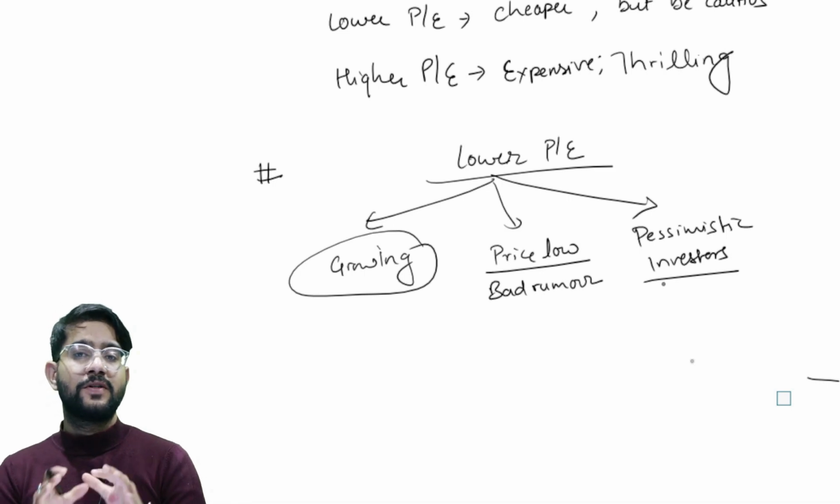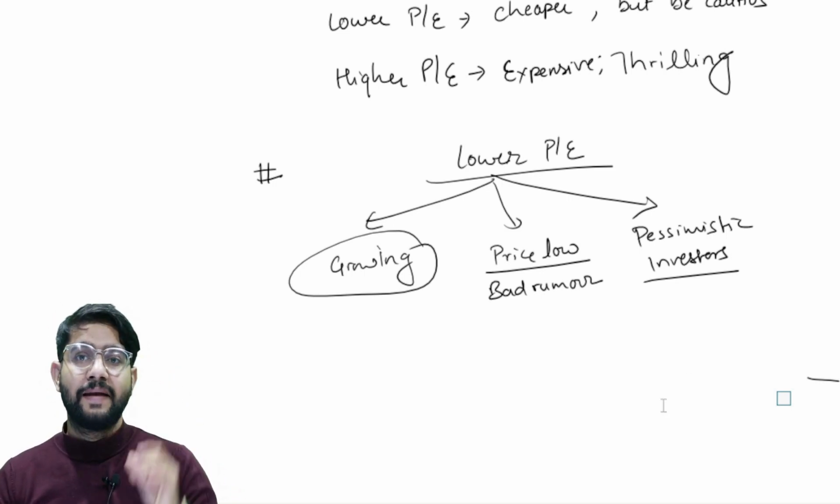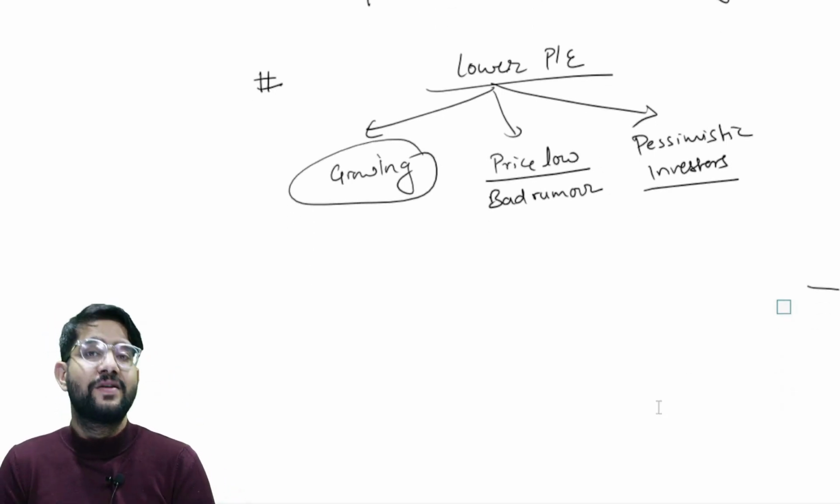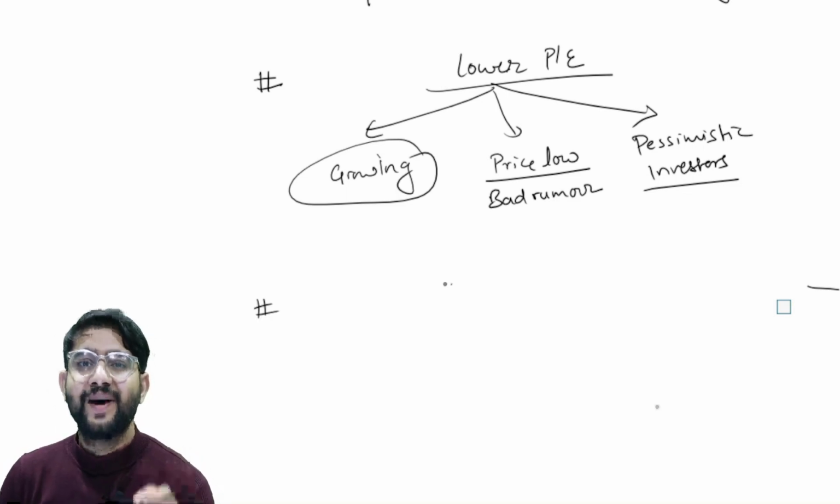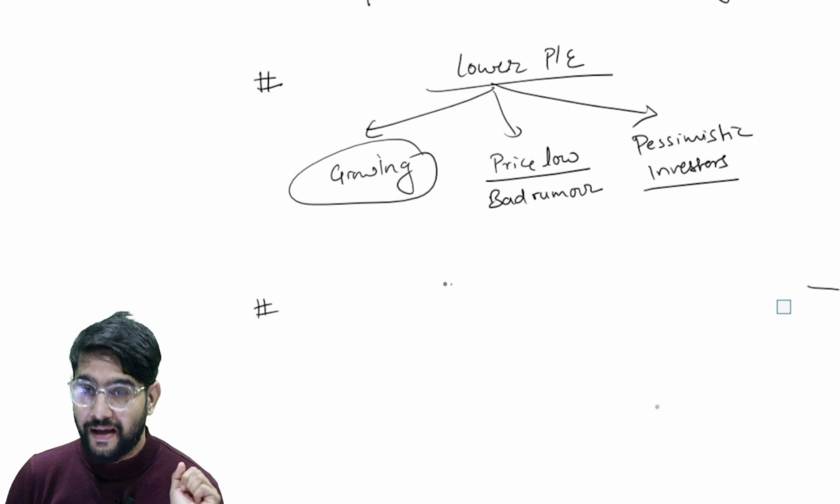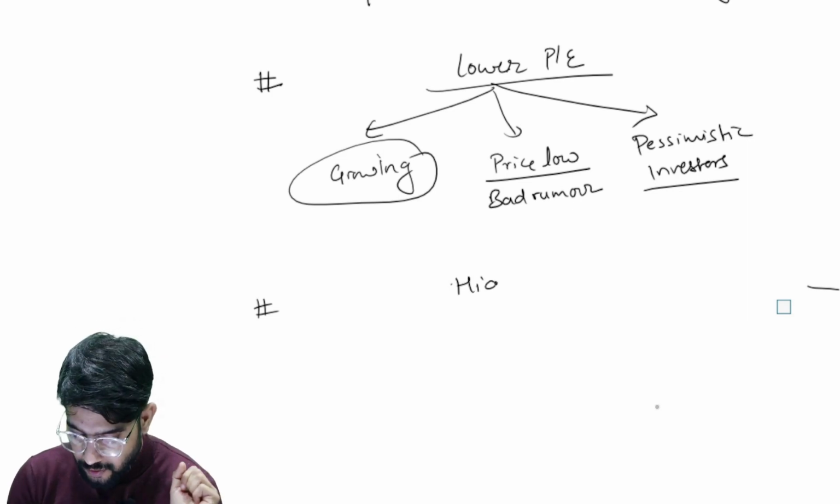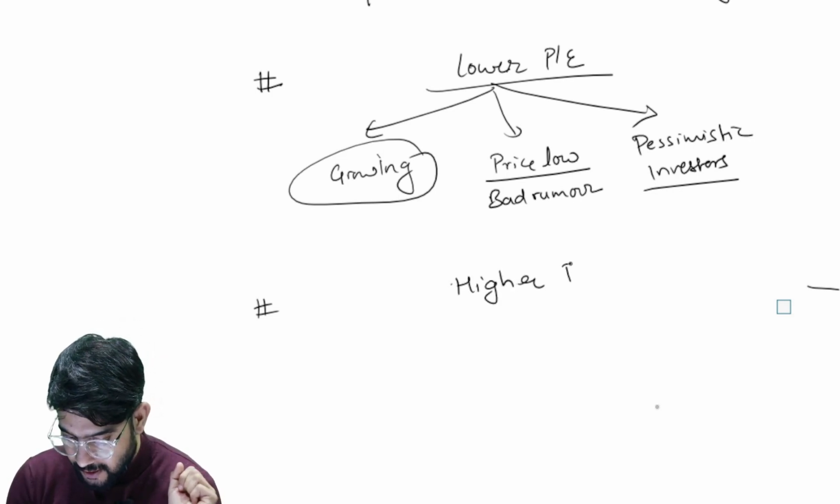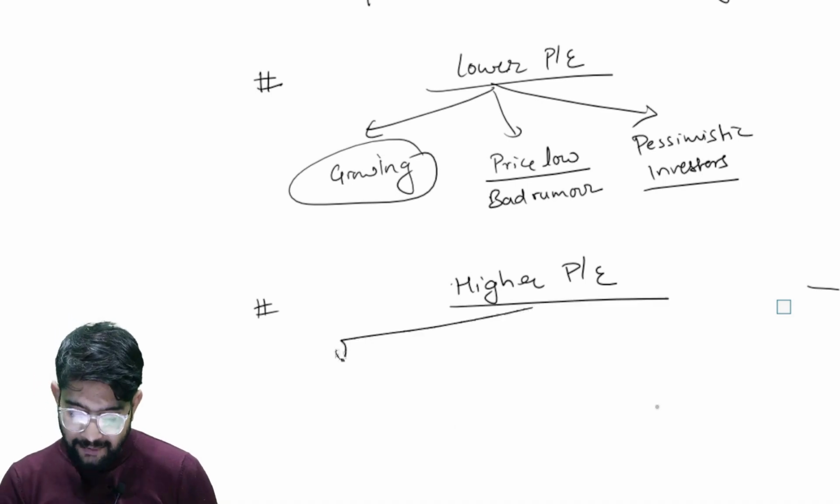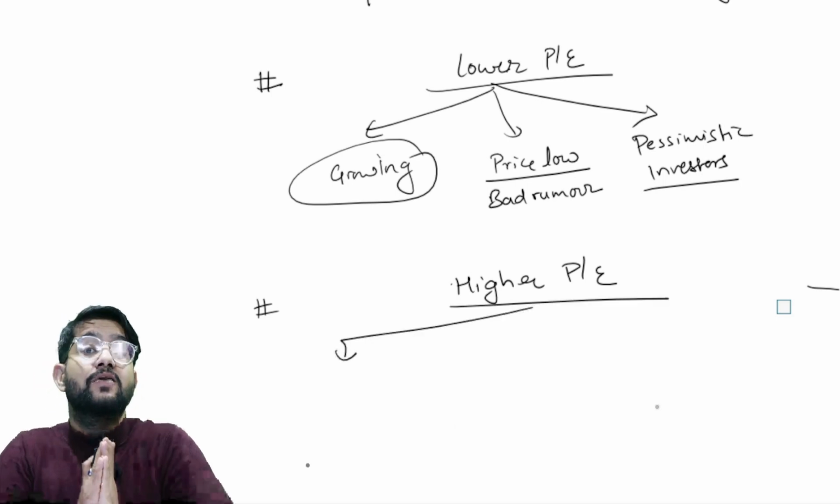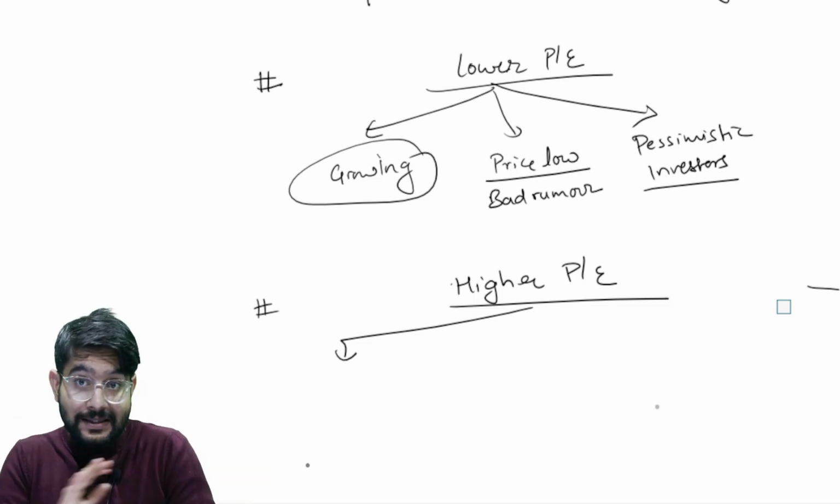Okay, so for these 3 reasons the PE can be lower. So you need to identify for what reason the PE of the company is lower. Similarly, on the other hand, when the PE ratio can be higher, let's try to dig in the reason for higher PE. Higher PE: investors are too optimistic about the company, they are excited.